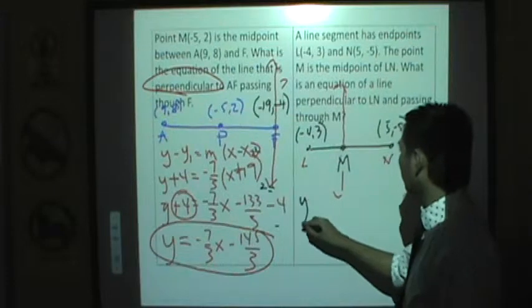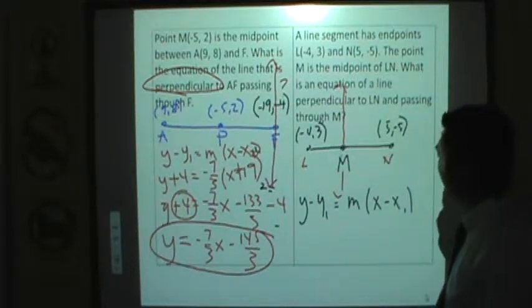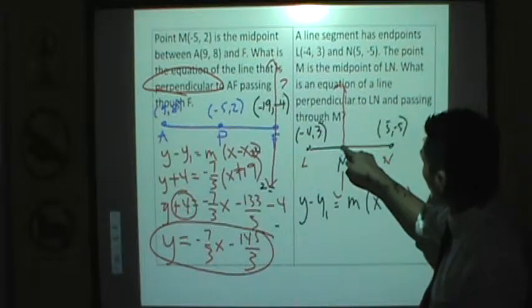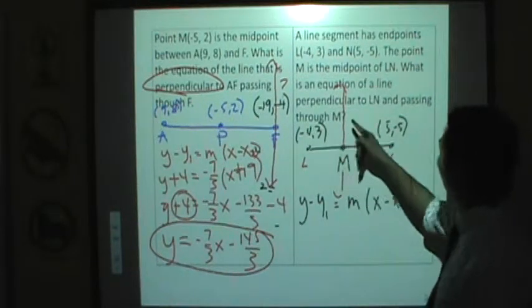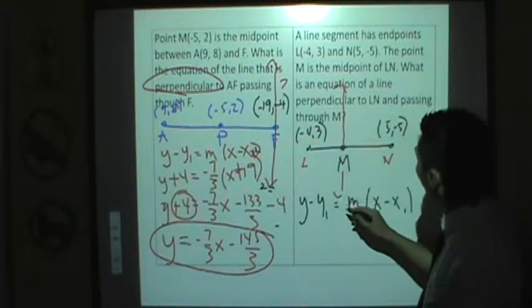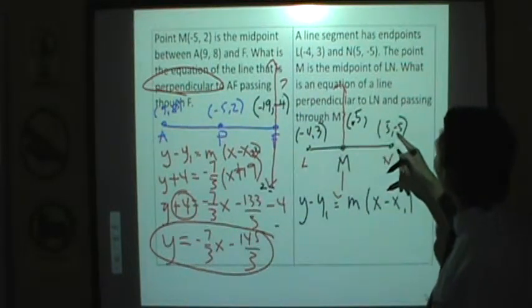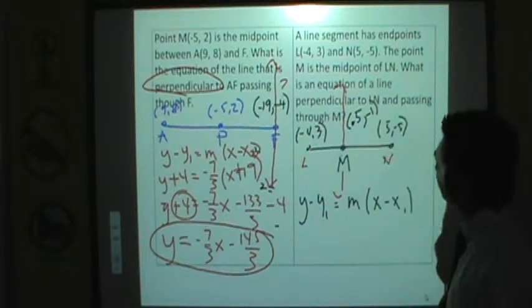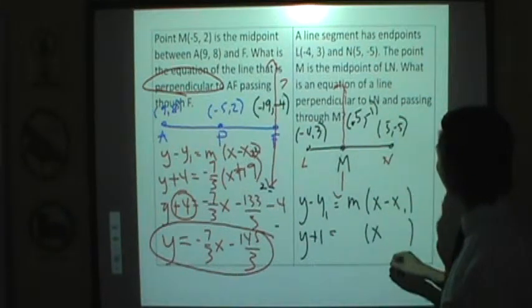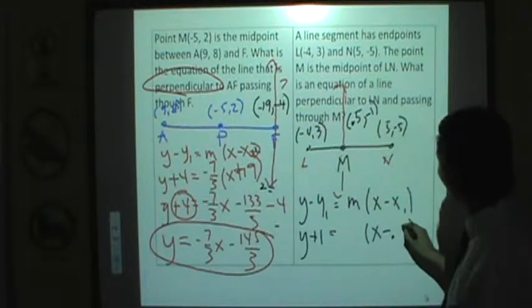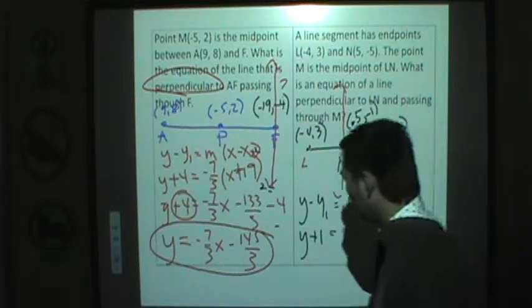Again, since we're asked for the equation, y minus y1 equals m times x minus x1. Okay, we don't have the numbers to plug in here just because we don't have the midpoint, so why don't we just go ahead and solve for the midpoint. The midpoint is negative 4 plus 5 is 1 divided by 2, that would be 0.5. 2 plus negative 5 is negative 3 divided by 2, so that would be negative 1. So here we have y plus 1 equals, we're going to find the slope of this line, and then minus 0.5.